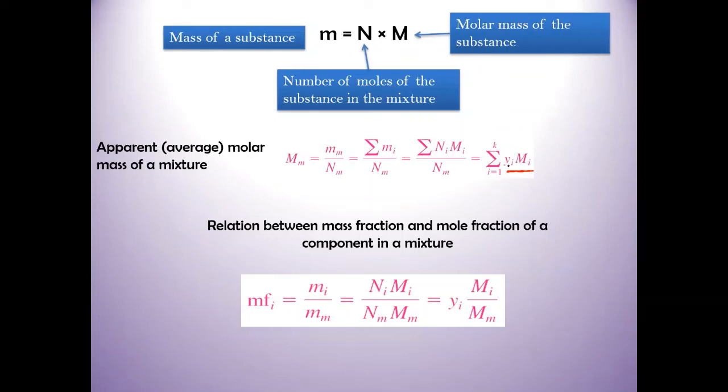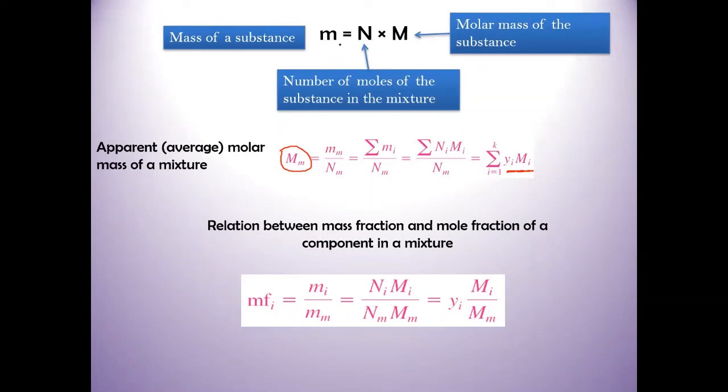So multiply the molar mass of that component by mole fraction of that component and then add them all together. You get the molar mass, apparent or average molar mass of the mixture of gases. Doesn't matter how many components are in the gas mixture.